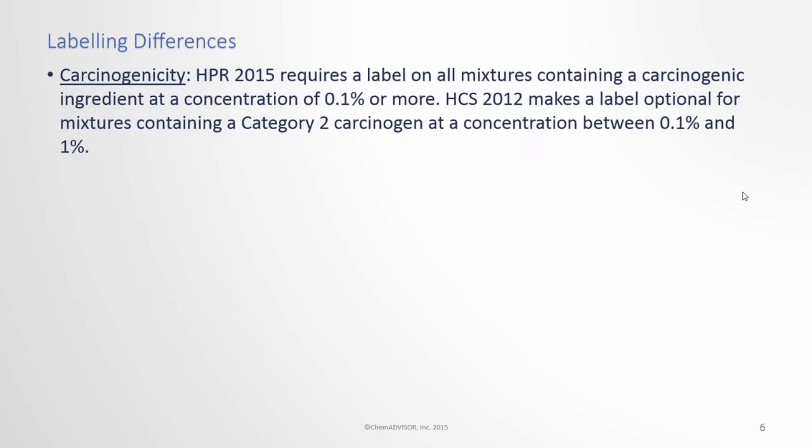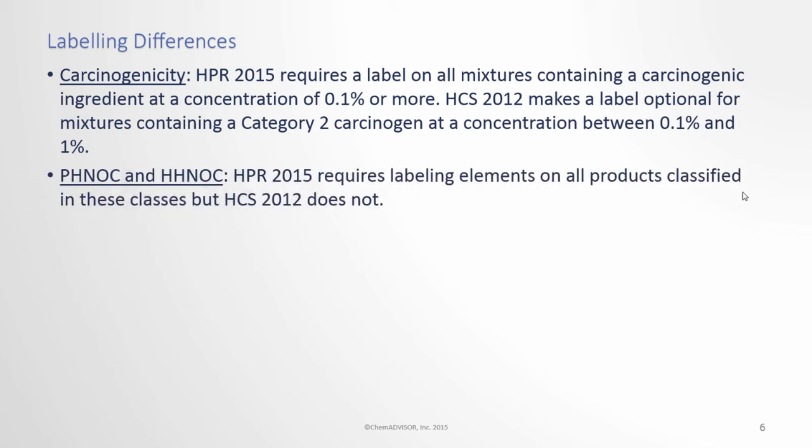So let me talk a little bit about labeling differences between the two countries. First of all, in relation to carcinogenicity, the HPR requires a label on all mixtures containing a carcinogen ingredient at a concentration of 0.1% or more. HCS 2012 makes a label optional for mixtures containing a Category 2 carcinogen at a concentration between 0.1 and 1%. As far as the HNOC and Canada's equivalent of PHNOC and HHNOC, HPR requires the labeling elements on all products classified in these classes, but HCS 2012 does not.